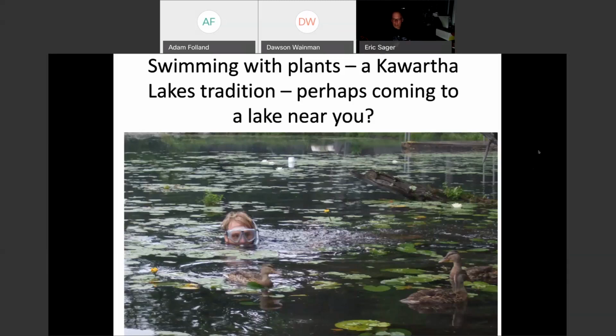Whereas the cottagers who are just behind them were screaming bloody murder because all these plants are there, and they don't remember ever having plants there. I just don't quite understand how they would not, but so that's that notion of language.